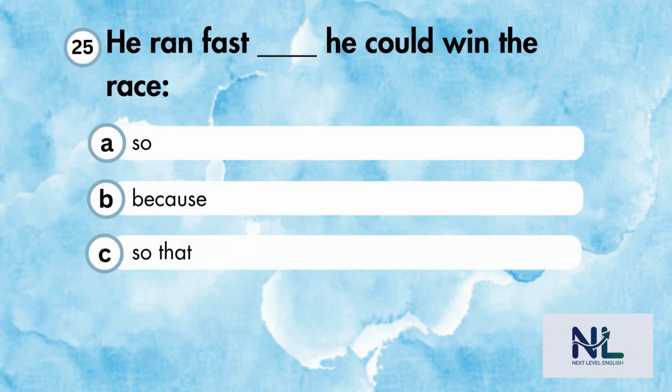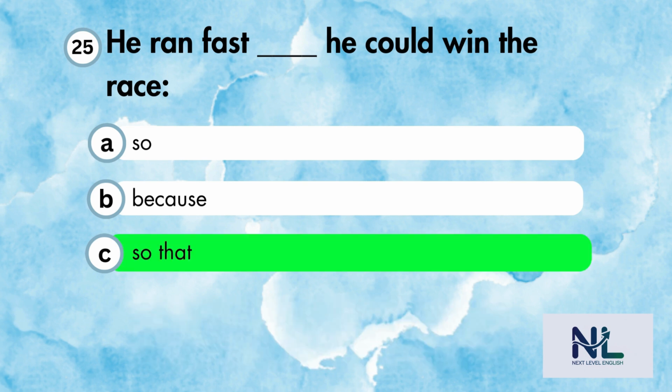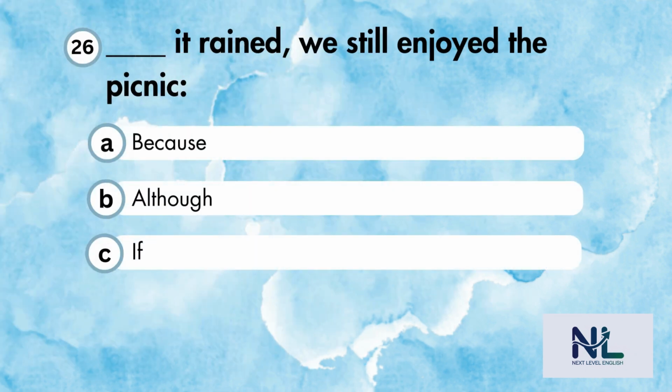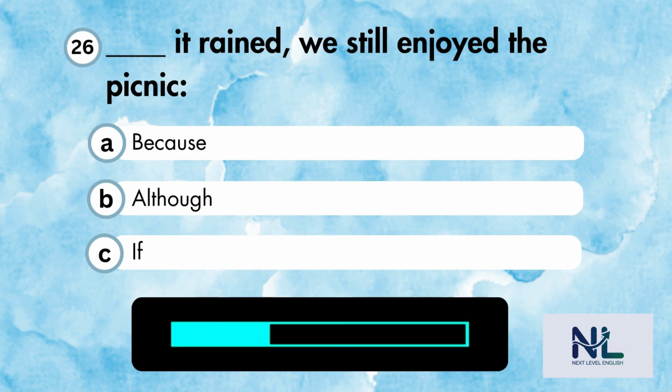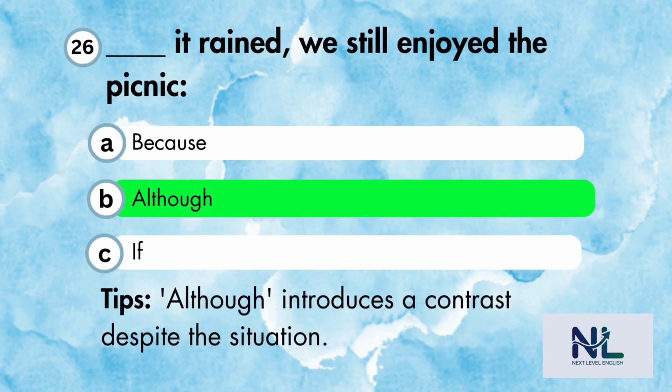25. He ran fast. He could win the race. So that. Tips, so that shows the purpose of an action. 26. It rained, we still enjoyed the picnic. Although. Tips, although introduces a contrast despite the situation.